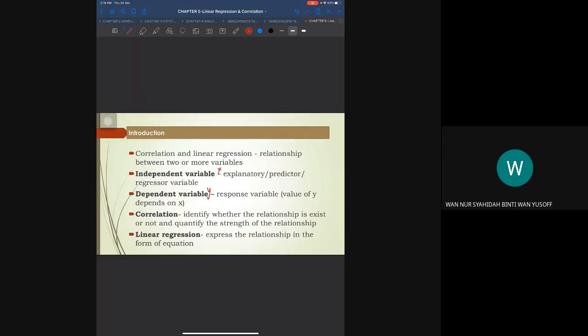Correlation identifies whether a relationship exists or not, and if it exists, how much they relate to each other. Linear regression expresses the relationship in the form of an equation. So after we check by using correlation that X and Y are related to each other, then we can form the equation to represent the relationship between X and Y.